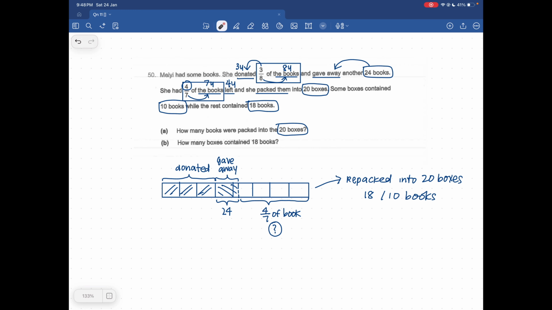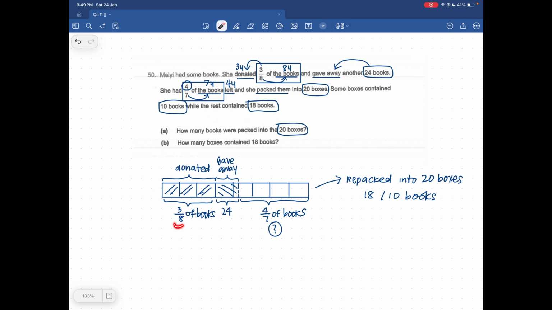At first, they say that 3/8 of the books are donated. So I can say that this part of the model is 3/8 of the books. Look at these two fractions. This is 3 out of 8: 8 units represent all the books. This is 4 out of 7: 7 units represent all the books. So there should be the same total number of books, but it's represented by different units. What does that mean? That means they actually have the same number of books.